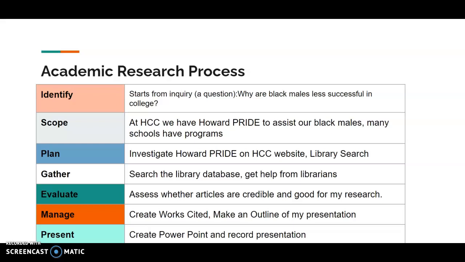And then think about, in our class, we're eventually going to do a presentation. And so managing information, I might think about how it's going to fit into an outline of my presentation. And then finally, I'll create my PowerPoint and record my presentation. So that's what the research process looks like in an academic setting.